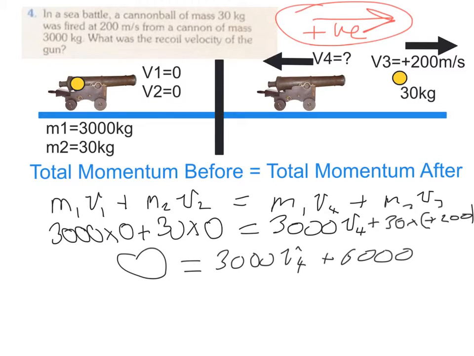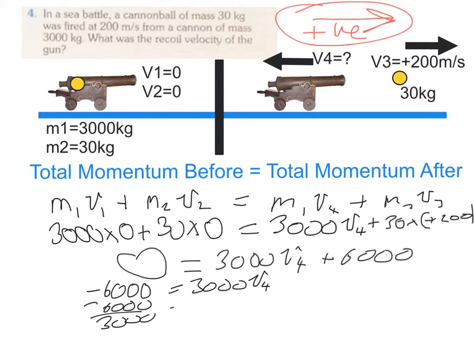So we need to subtract 6,000 from both sides, and that gives us minus 6,000 equals 3,000 v4. And now we need to divide both sides by 3,000. So we've got minus 6,000 over 3,000 equals v4. And that tells us then that v4 equals minus 2 meters per second.